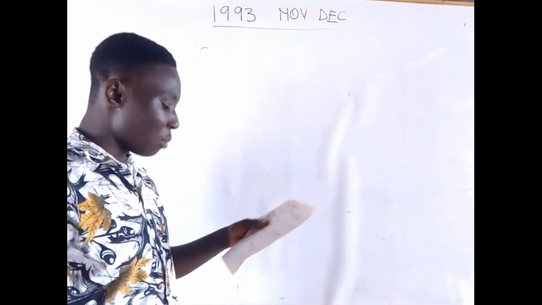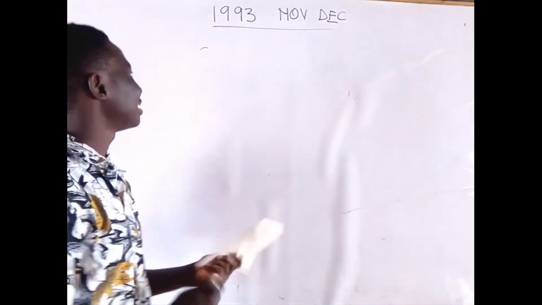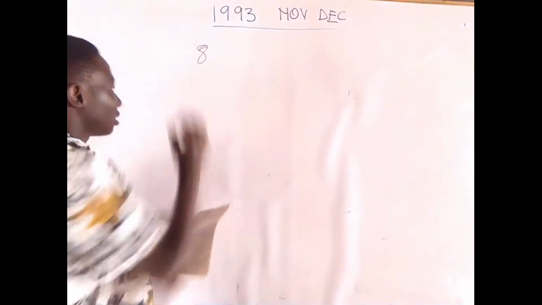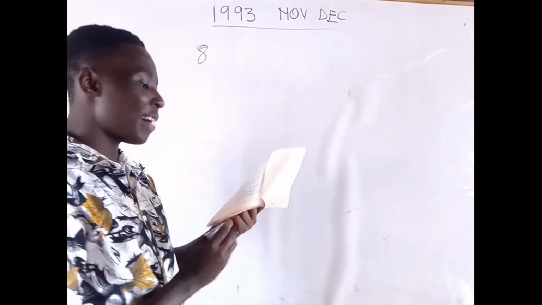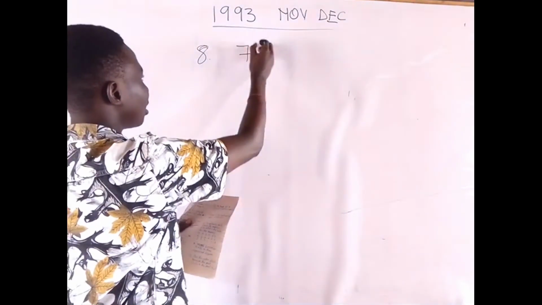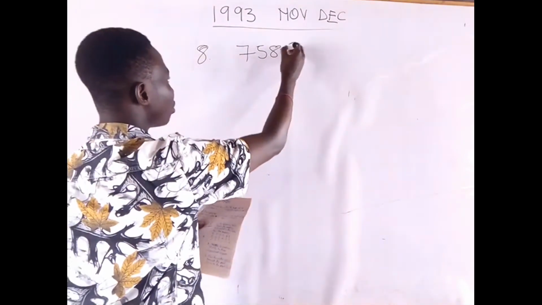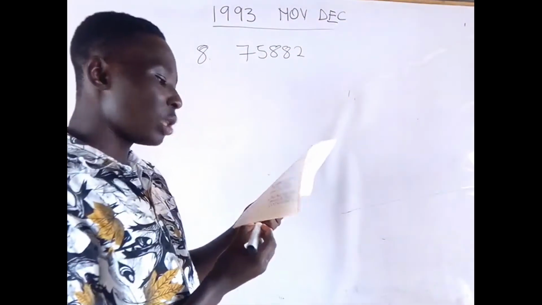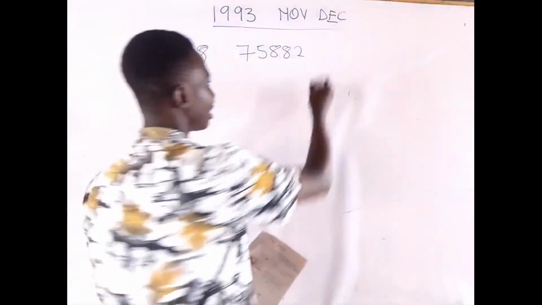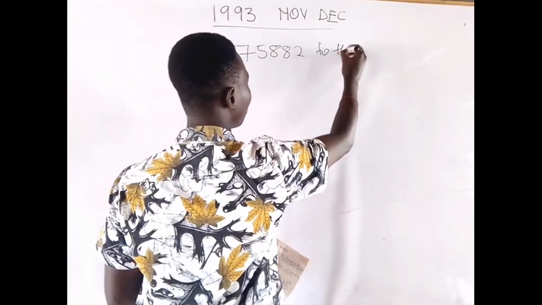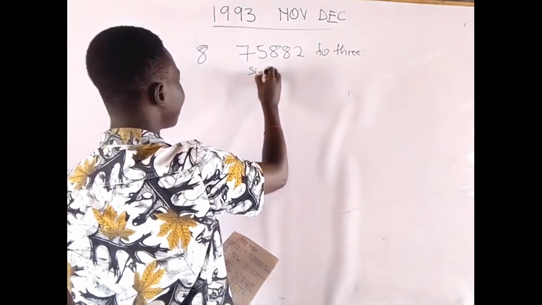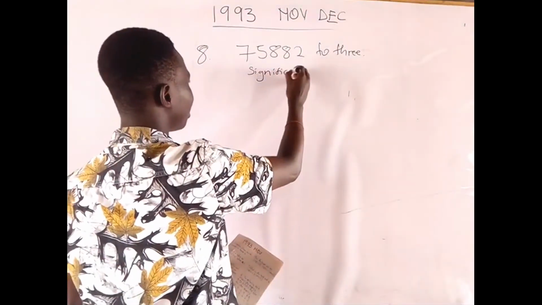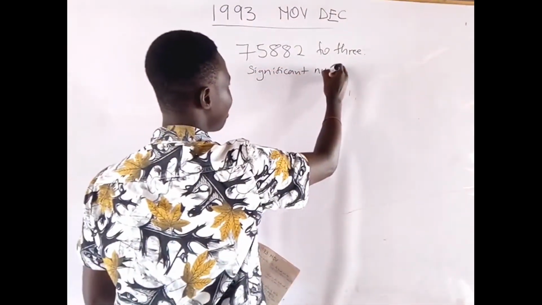Now we are moving on to question number 8. Express 75882 to 3 significant numbers.